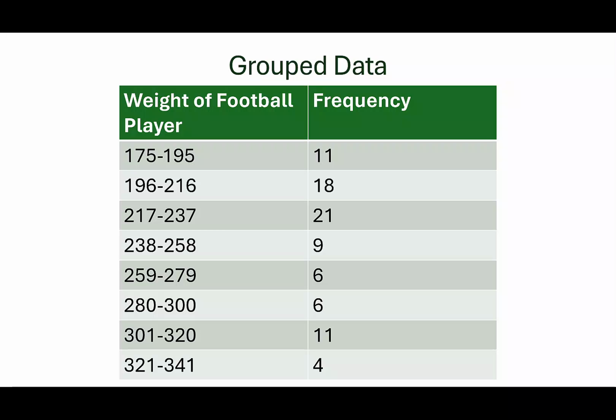So I found out there were 11 players that weighed from 175 to 195, 18 in the category 196 to 216, 21 in the category 217 to 237, 9 that were between 238 and 258, 6 were between 259 and 279, another 6 from 280 to 300, 11 in the 301 to 320 category, and then 4 in the 321 to 341 range.